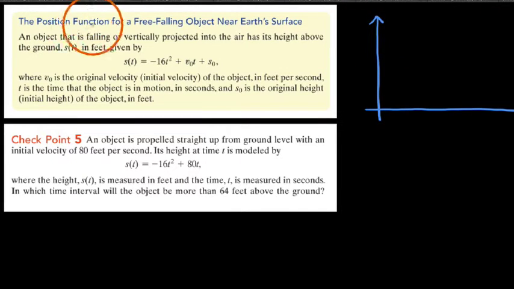surface, in which we say that an object that is falling or vertically projected into the air has a height above the ground s of t in feet, given by this equation where v sub 0 is the original velocity. We're going to refer to this as the initial velocity, and that's in feet per second, and t is the time that the object is in motion in seconds. So we have t as our time in seconds. Lastly, s sub 0 is our original height or initial height.